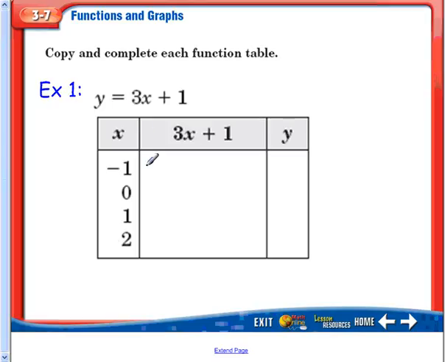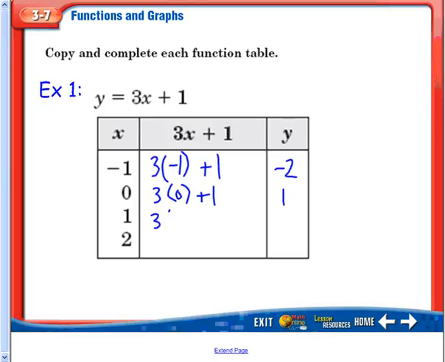So when we rewrite the equation with -1 substituting for x, we get 3 times -1 plus 1. 3 times -1 is -3, plus 1 is -2. For x equals 0, 3 times 0 plus 1. 3 times 0 is 0, plus 1 is 1.